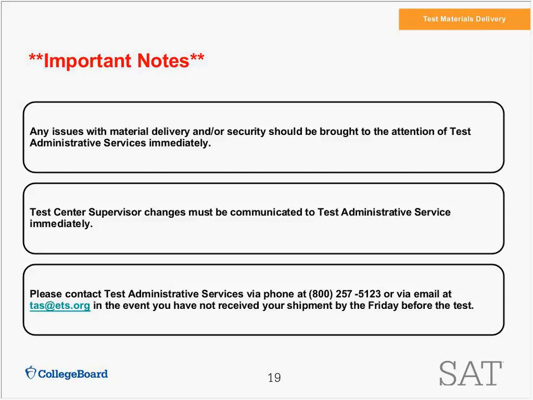And here you'll see, right here in that last bubble, the telephone number and the email address for Test Administrative Services in the event that you haven't received your shipment by the Friday before the test, assuming your school's open. If you haven't received it by that date, reach out to us. We can check on things and just make sure you're going to get your materials and everything's okay.